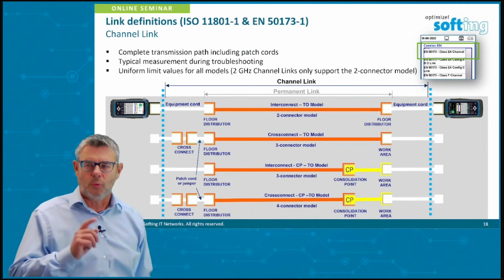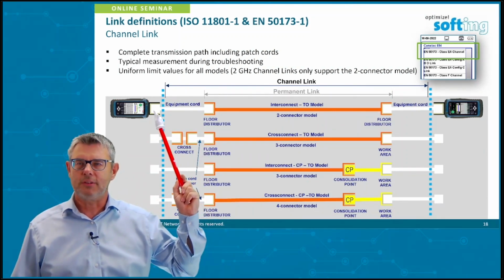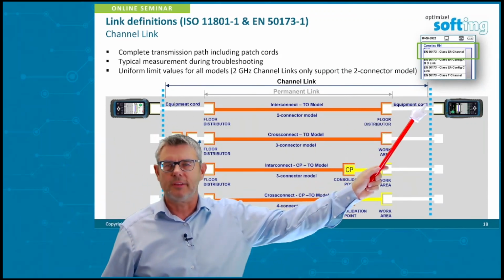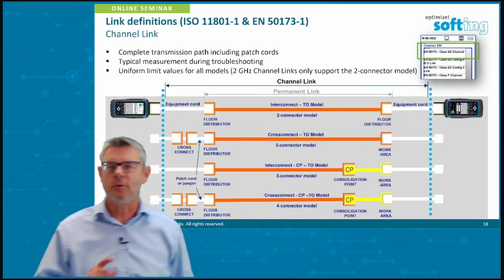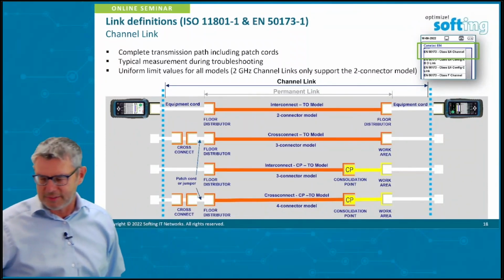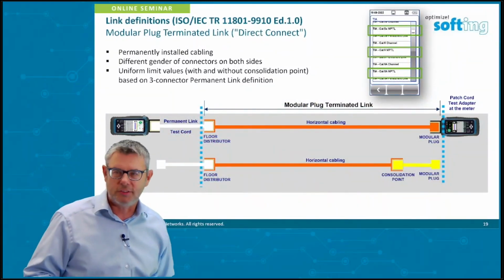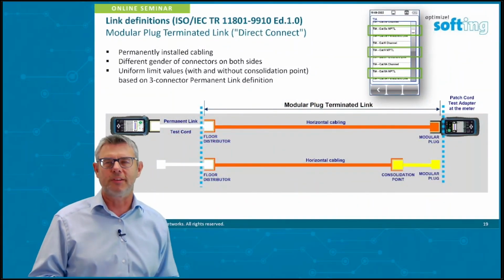Why I'm so keen on telling you that the measurement ends here and does not include that connector, or the last connector, is because there's a new topology now on the market, let's say, and it utilizes a different system. It's called the MPTL, modular plug terminated link. What does it mean and what does it stand for?